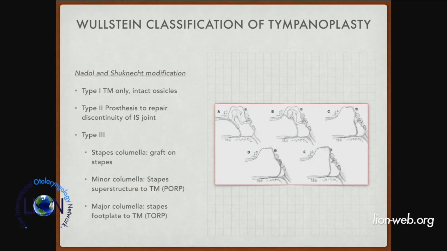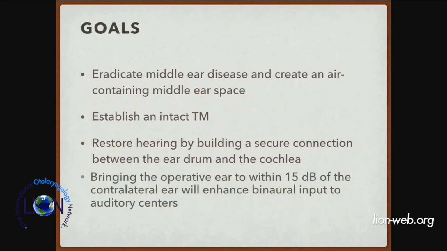Classifications are usually made for a reason. They're made to help us think of pathology or of reconstruction protocol in a very structured way. And we're all familiar with the Wullstein classification, and this is the Nadol and Schuknecht modification of it with type 1, type 2, and different kinds of type 3 classifications. There's, of course, the type 4, and very, very rarely used nowadays, the type 5.